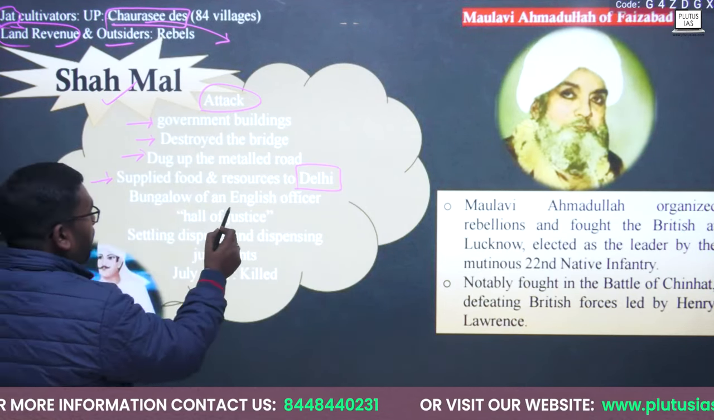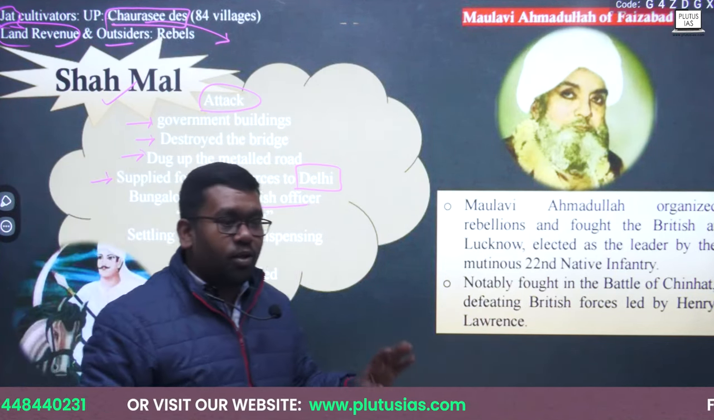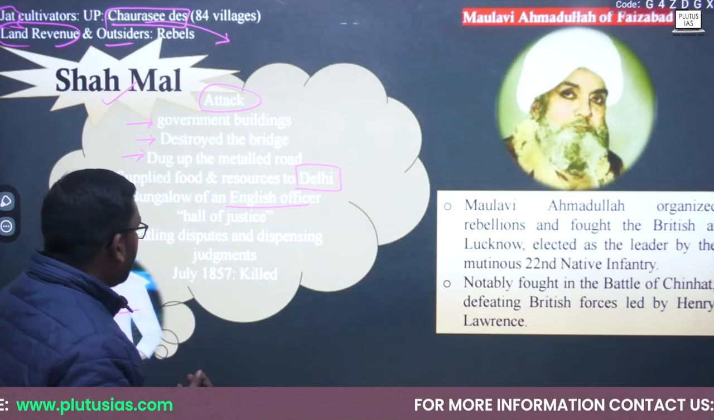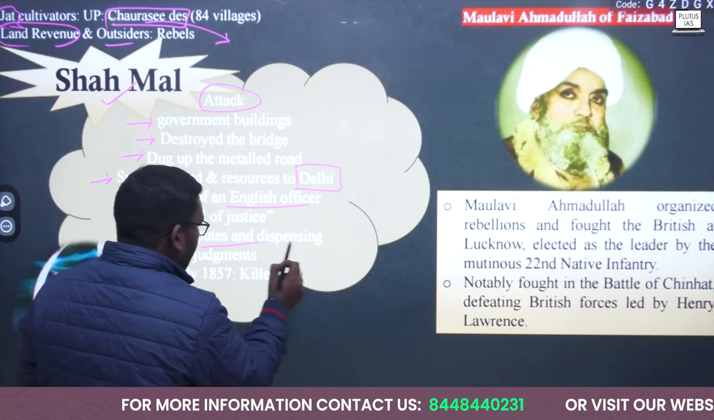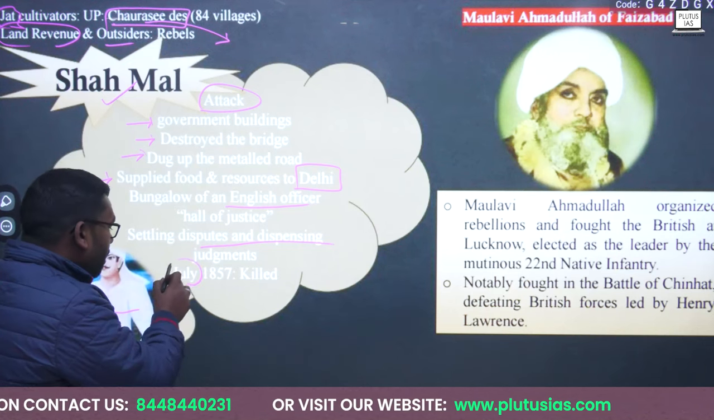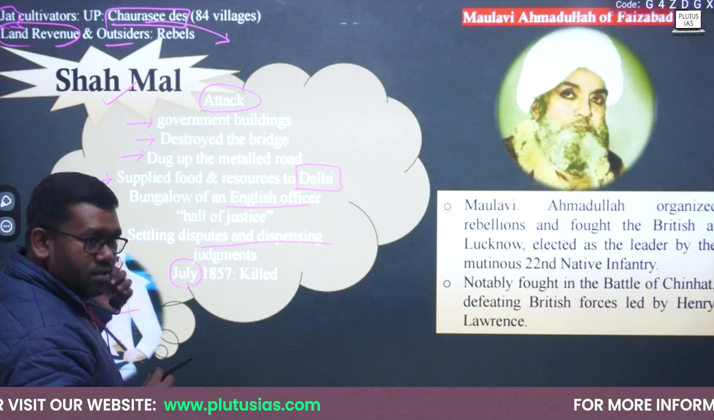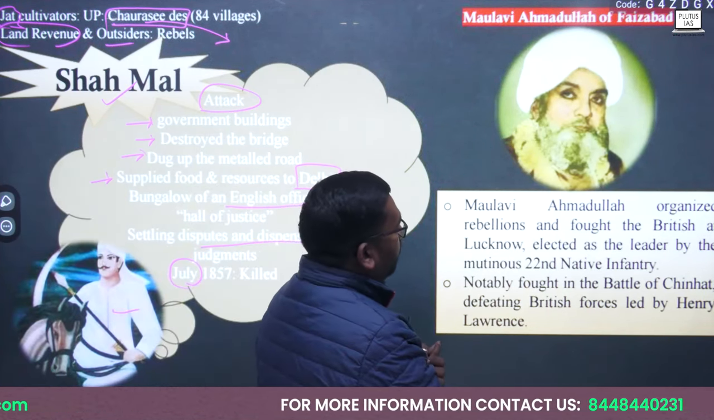Then do you know the bungalows of English officers were captured? And the bungalow of an English officer was made into a court. Court bana diya in logon ne. So bungalows of English officers were captured and made into courts. Then he had settled many disputes. Yes, sir, inhone kaam kiya. But finally in July, he was killed by the Britishers. So this is Sahmal. The second person is Maulvi Ahmadullah of Faizabad.